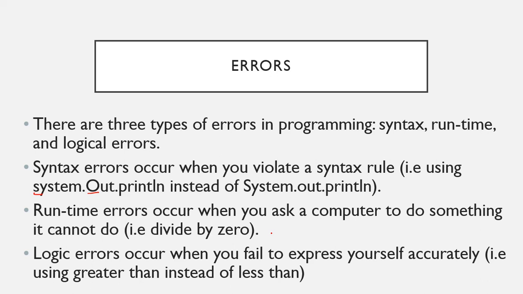Logic errors occur when you fail to express yourself accurately, i.e. you're using greater than instead of less than, or something along those lines. So logic errors are the hardest ones to find because those look right to you. You wrote that code. So the problem is the computer is doing exactly what you told it. And if you don't tell the computer correctly what you want it to do, it's still going to do what it thought you wanted it to do. Syntax errors are the easiest to find because that's your compiler. Runtime, when you're testing your program, you will see it happen. So the one that really is the hardest to work on is logic errors.